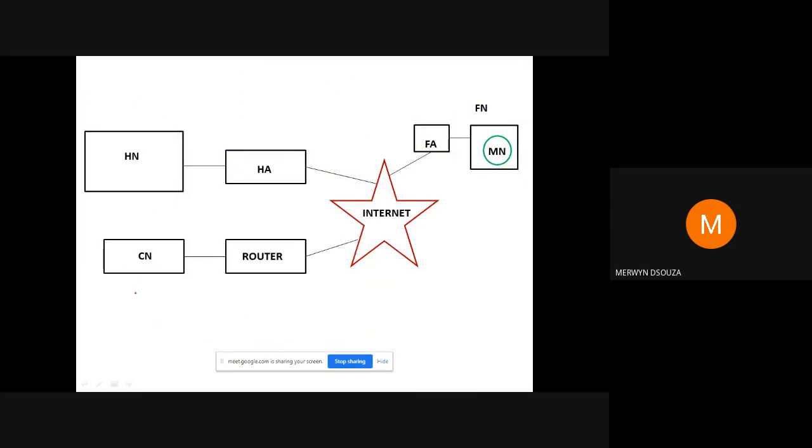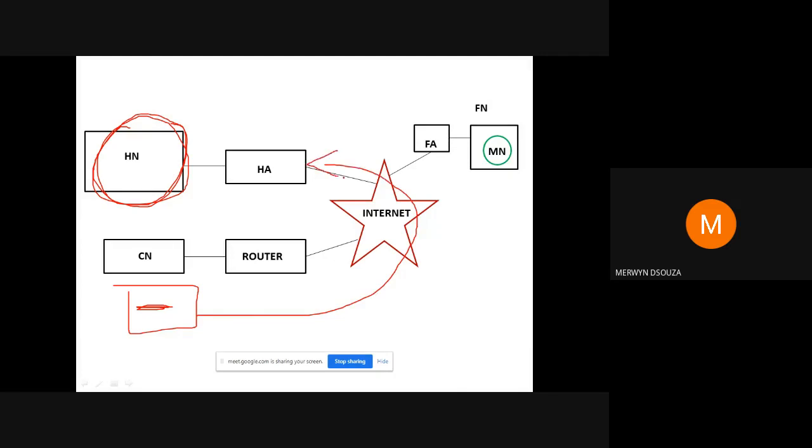The correspondent node doesn't know where the MN is present. It thinks that the MN is still present in the home network, and it puts that home network's address and forwards. Whatever is the address of the MN that the correspondent node knows originally, that address is put, and that packet is forwarded across the internet to the home agent.